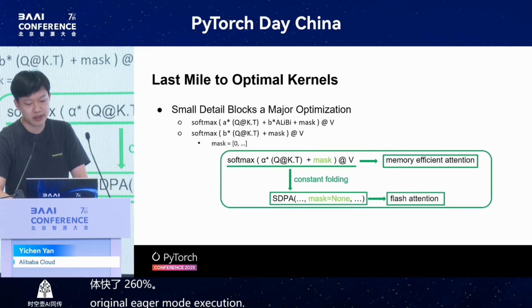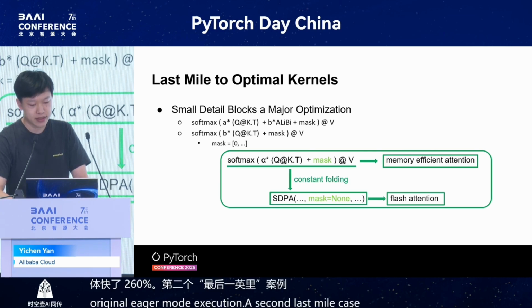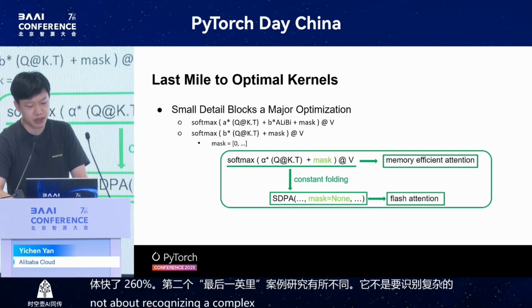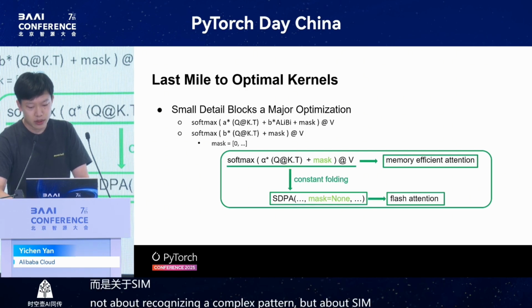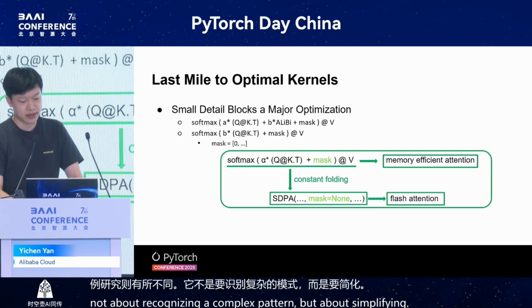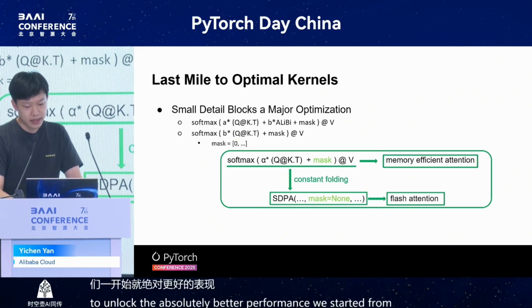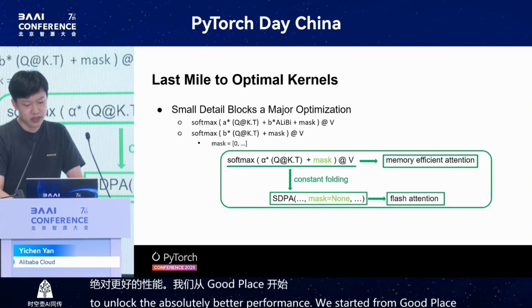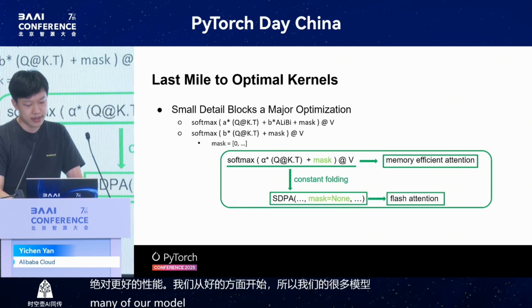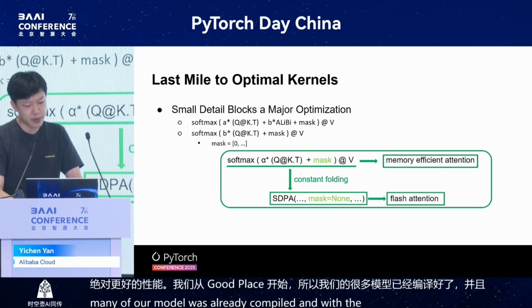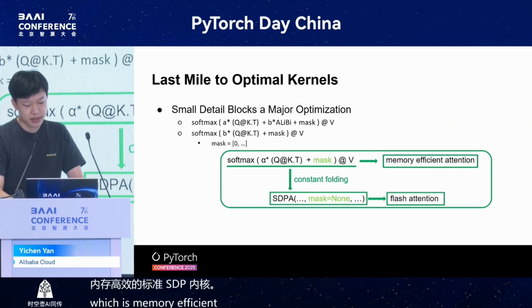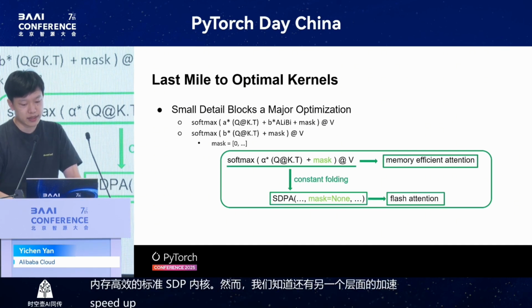Our second last mile case study is different. It's not about recognizing a complex pattern, but about simplifying a simple one to unlock absolutely better performance. We started from a good place. Many of our models were already compiled with the standard SDPA kernel, which is memory efficient. However, we knew that there's another level of speedup. The problem was the attention mask.